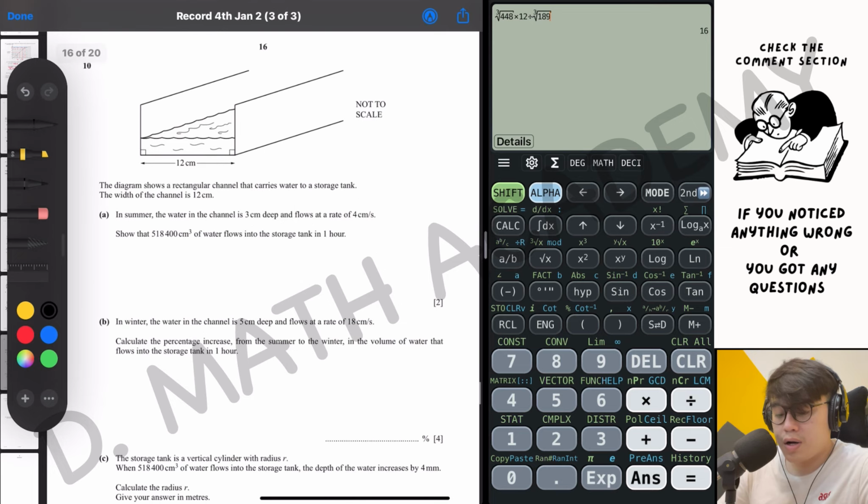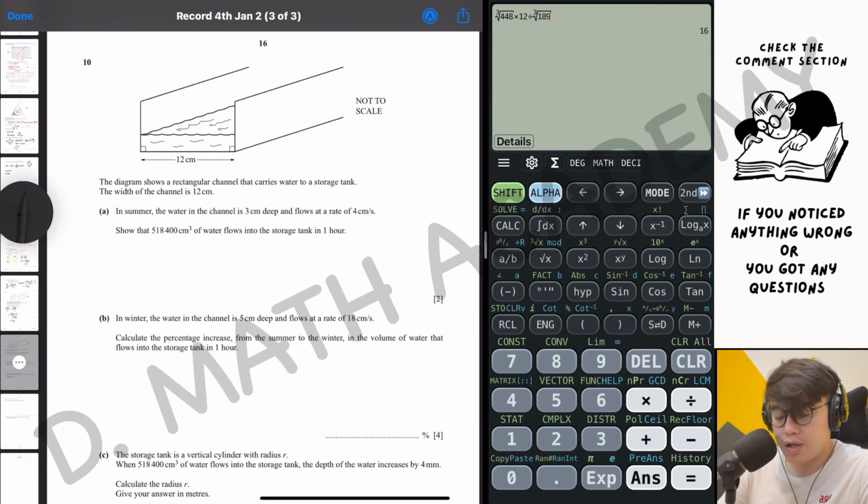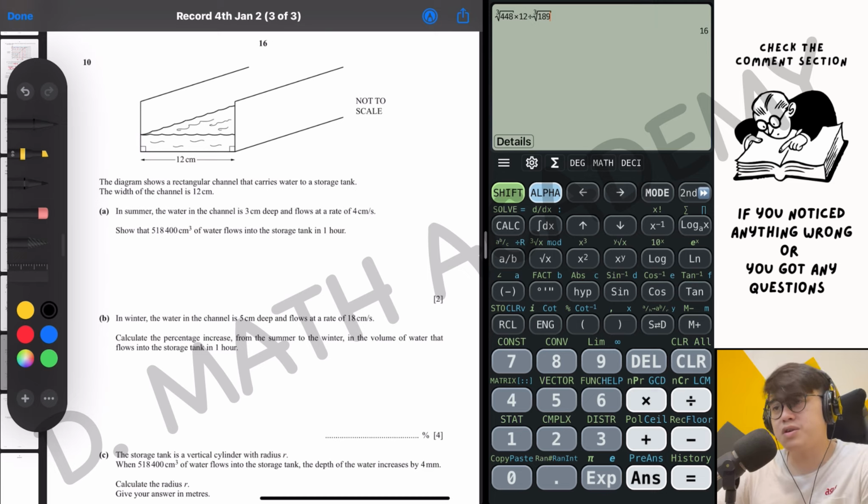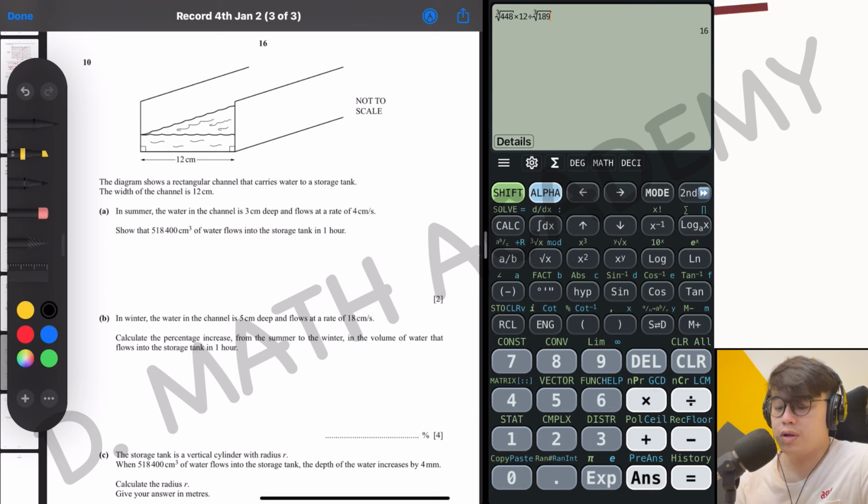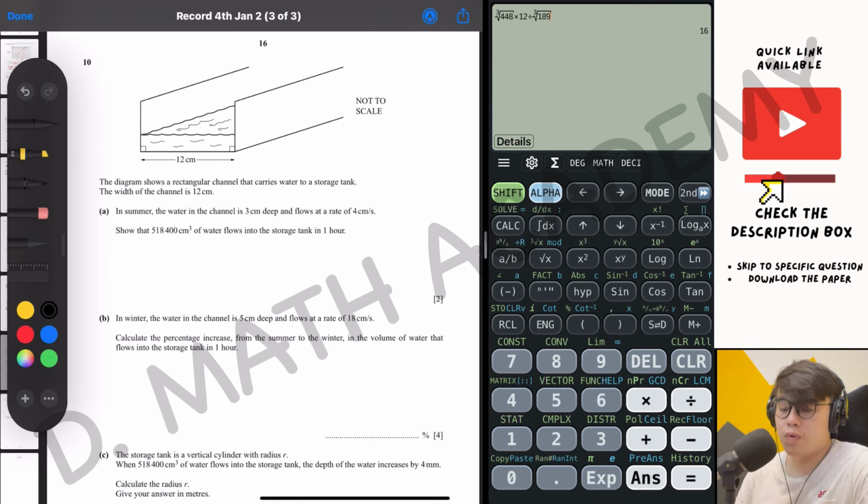Moving on to the last part, we have this question 10 here. Okay, a similar question actually came out back then, but I'm not sure whether they're assessing the same thing or not, because I haven't read through the question. So let's have a look at what they want here. In the summer, the water channel is 3 cm deep and the flow rate is 4 cm. Show that 518,400 flows in 1 hour.